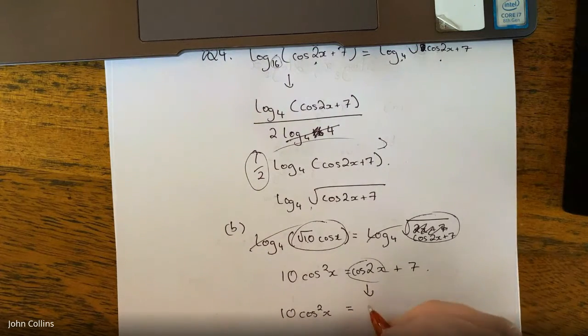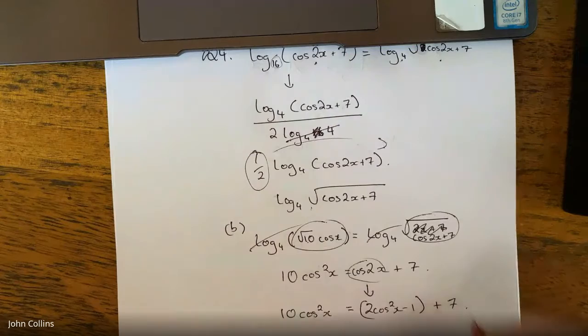But this will equal 2 cos squared x minus 1, I think, from our identities, plus 7. So that's just cos squareds now. Okay, so that's great. That can be 8 cos squared over here then with the 2, and that's going to be 6. Yep, 6, and then divide by 8. So 3/4, 6 over 8.